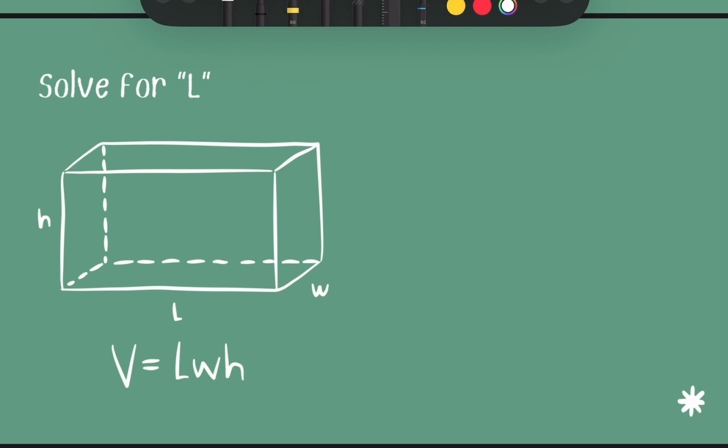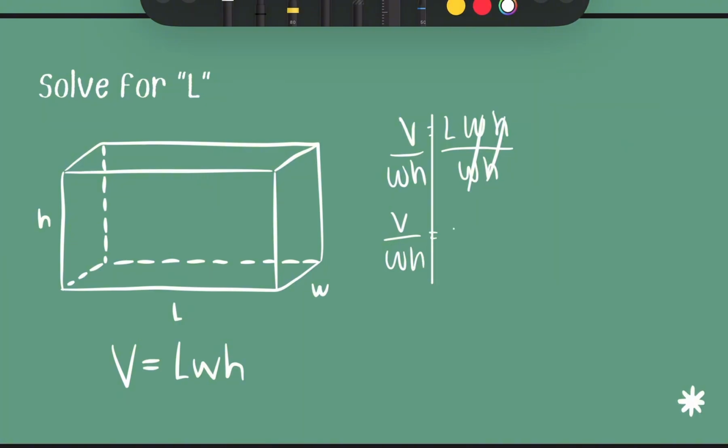Here they're giving us the volume for a rectangular prism, which is found by multiplying its length times its width times its height. And they want us to simply solve for L, for the length. So the way that we would do that is that we need to see what variables are around L that we need to get rid of. Here we have W and H. And those two are being multiplied to L. So in order to get rid of them, we need to divide everything by W and H in order to cancel those out, and then we do it again to the other side. So V divided by W and H is equal to L.